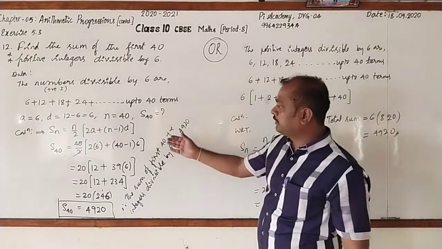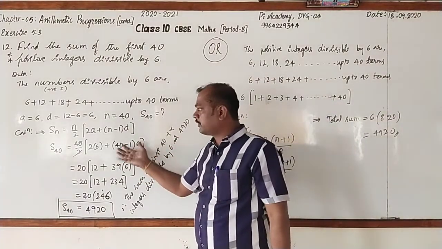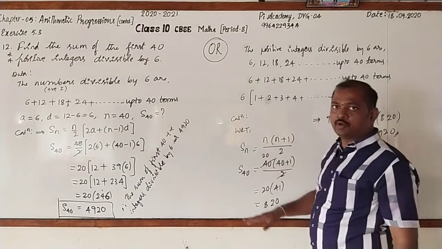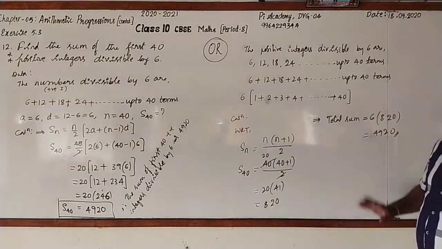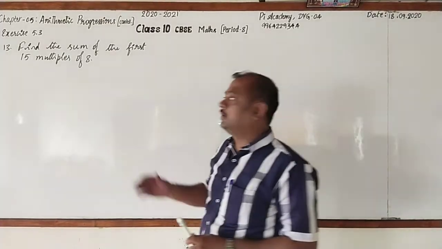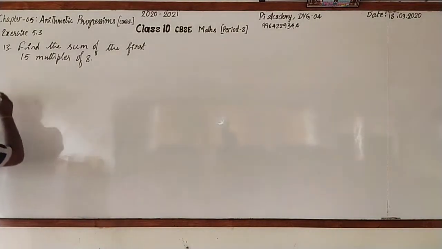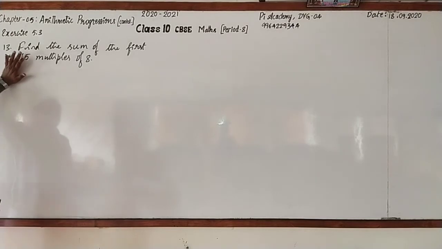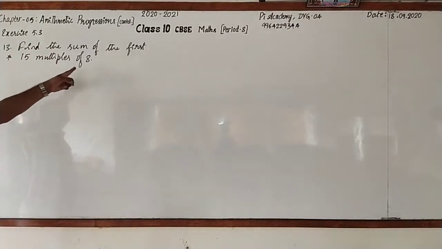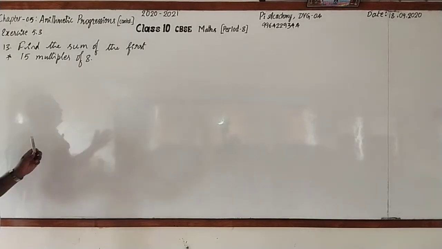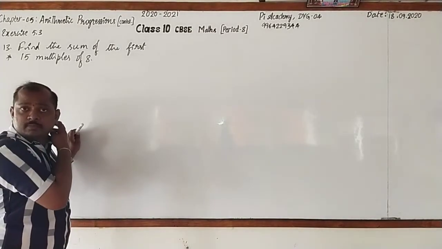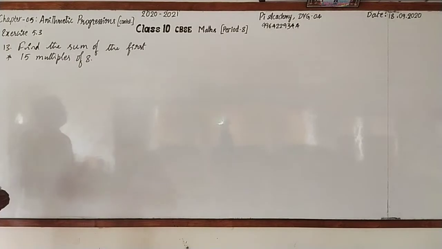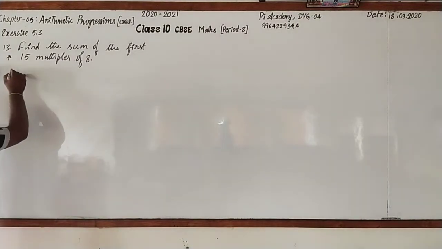So here there will be no confusion at all. You can write this. Followed? Yes, copy this. Observe. It is also similar to the 12th one. It is find the sum of the first 15 multiples of 8. 15 multiples of 8 means those numbers are also divisible by 8. Let us write that. Start writing with me.